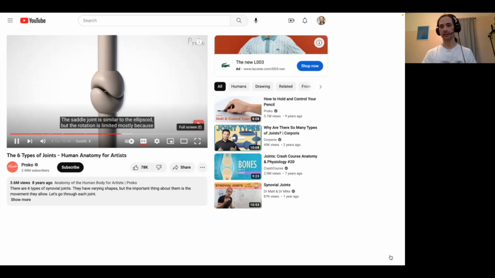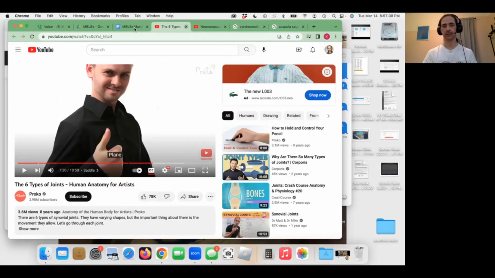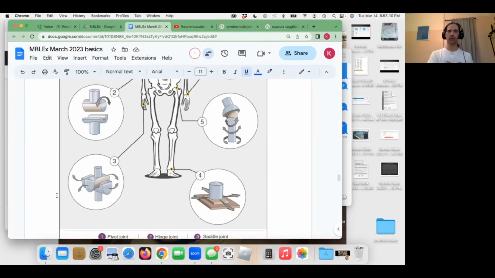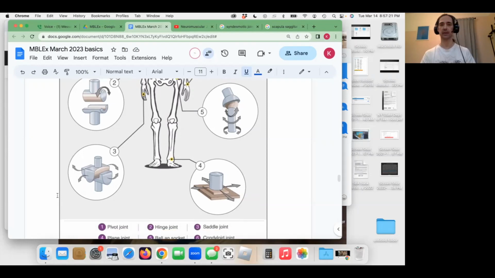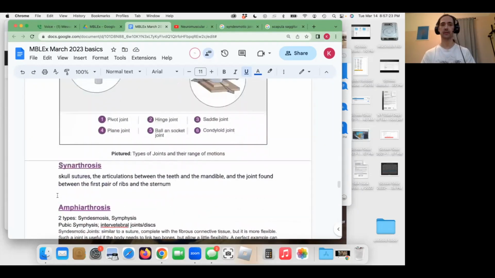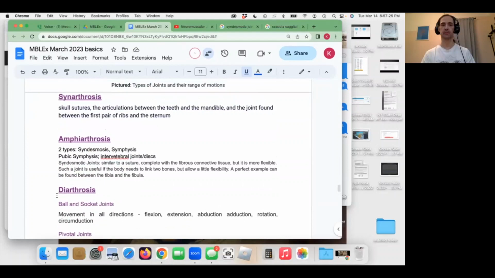So anyway, they will ask you stuff like that. Which bone has both convex and concave aspects on its articulating surface? And the answer would be the saddle joint. Okay, let's keep going with these.